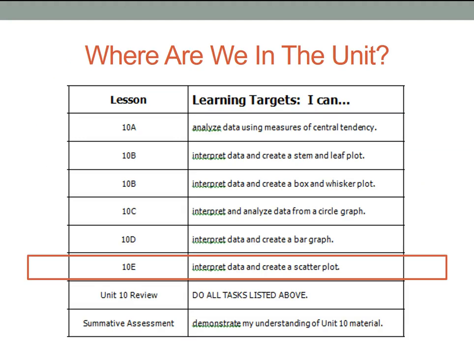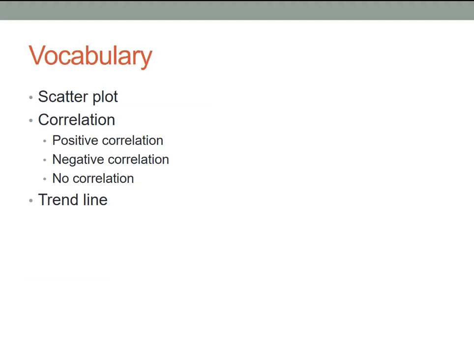Let's get into it. Here's where we are in the unit, and we're going to start with a little vocabulary that we're going to cover today. Scatter plot, correlation, three types of them: positive correlation, negative correlation, and no correlation, and a trend line. You'll see these words, and we'll start covering them now.